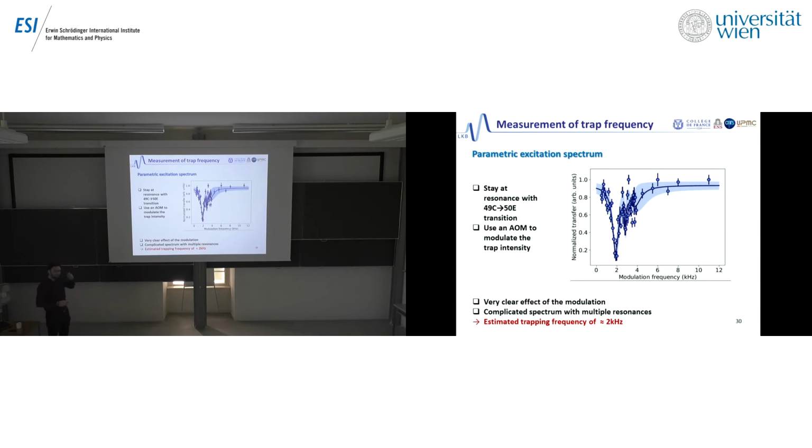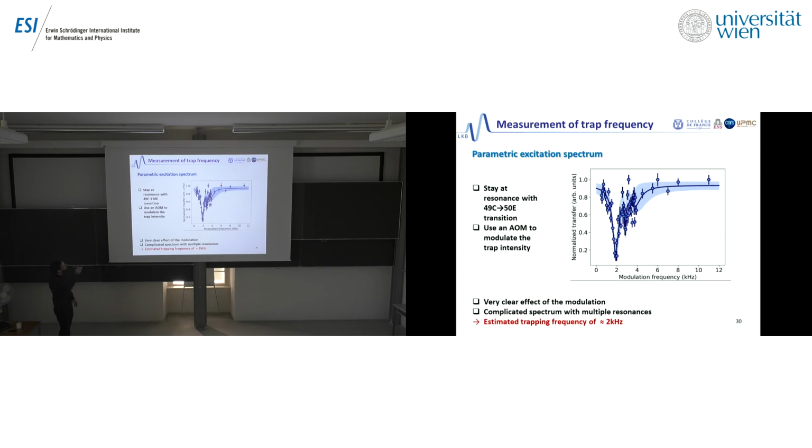Okay, so I just have two more experimental slides. Now, one very important parameter for a trap is a measurement of the trapping frequency, so how steep the trap really is. And if you can show that your atoms have a certain trapping frequency, this is really a smoking gun for trapping. So there are several ways to do that experimentally.